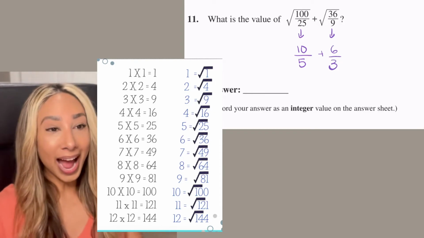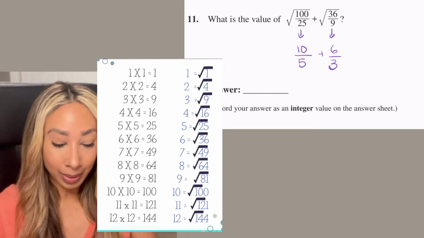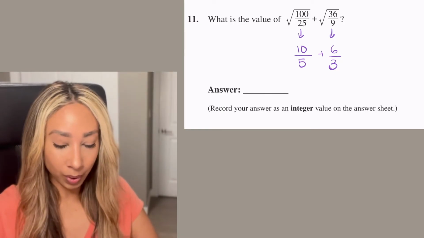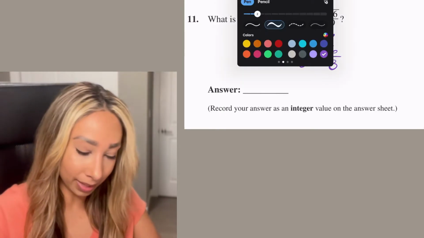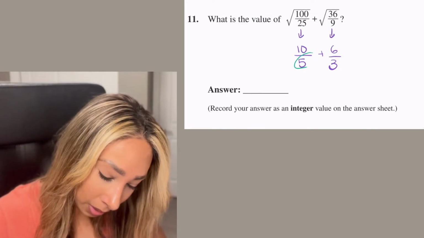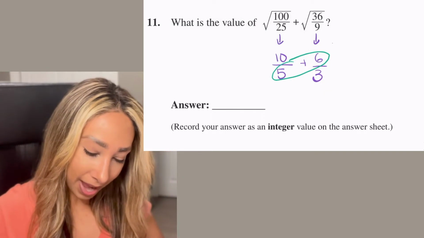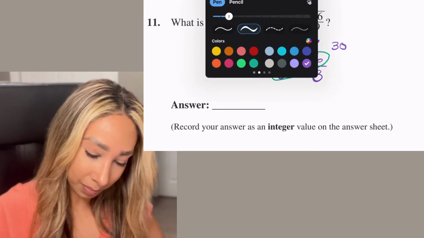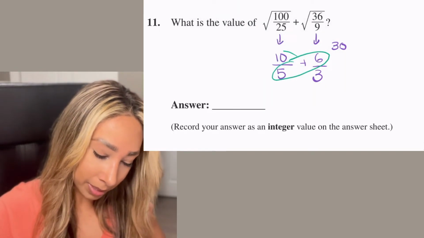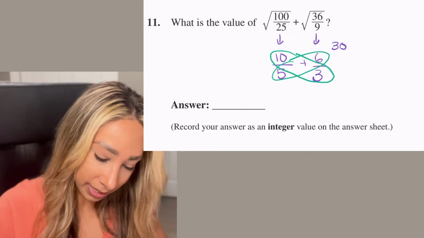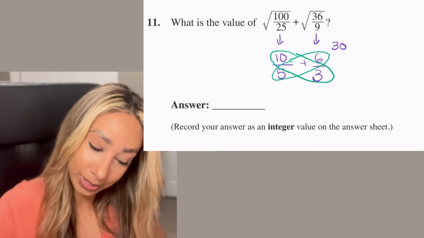So now we're adding fractions. I think for this one, what I'll do is I'll use the butterfly method. So we're going to go ahead and multiply across. Well, 5 times 6, that's going to give me 30. And then we got to multiply across the other direction. 10 times 3, that's also going to give me 30.